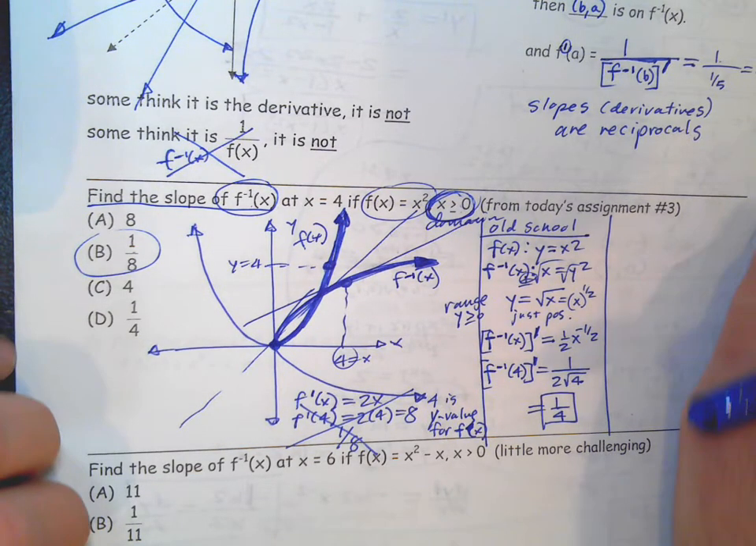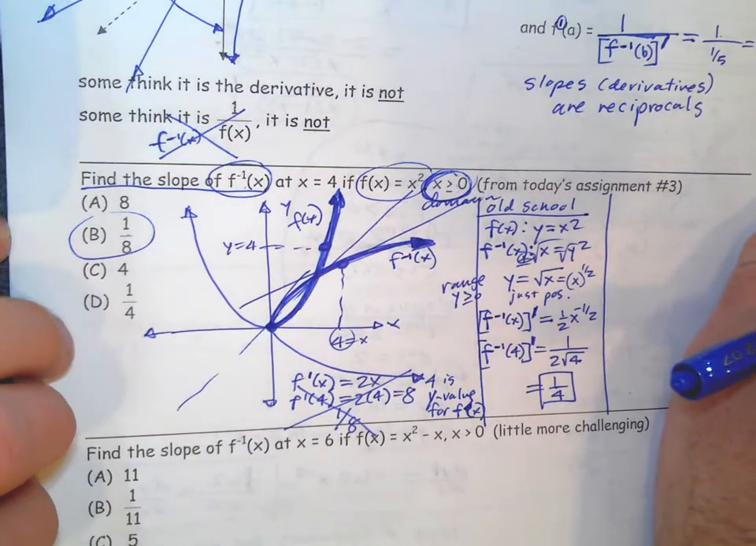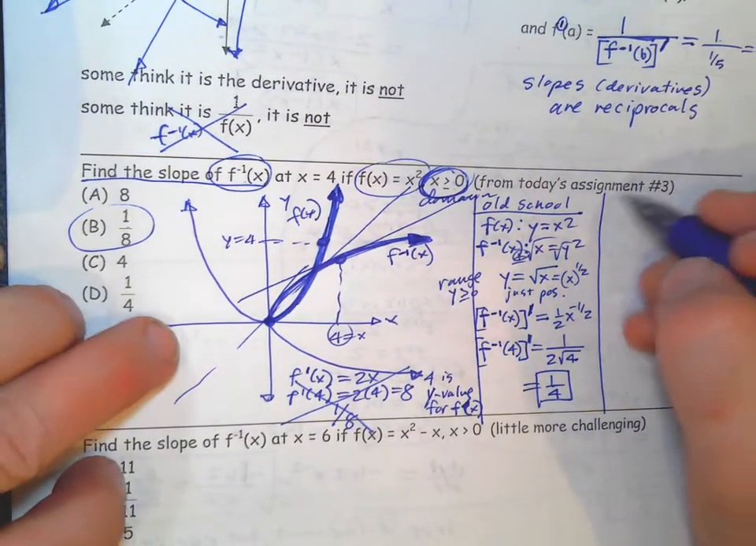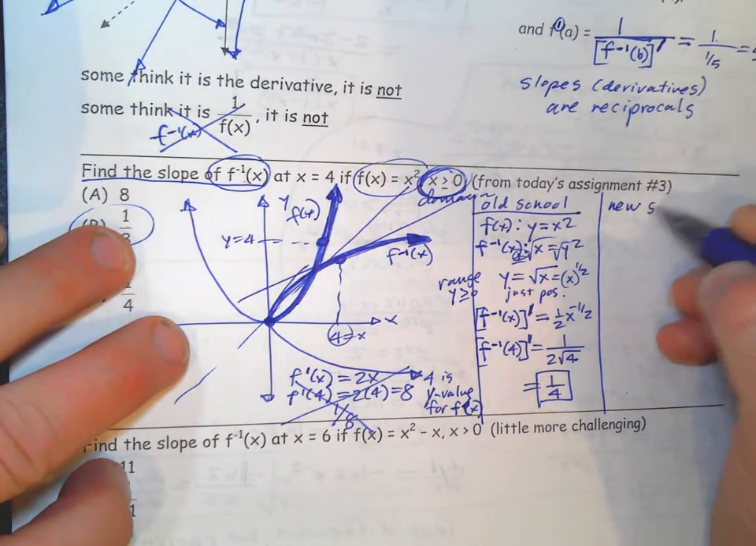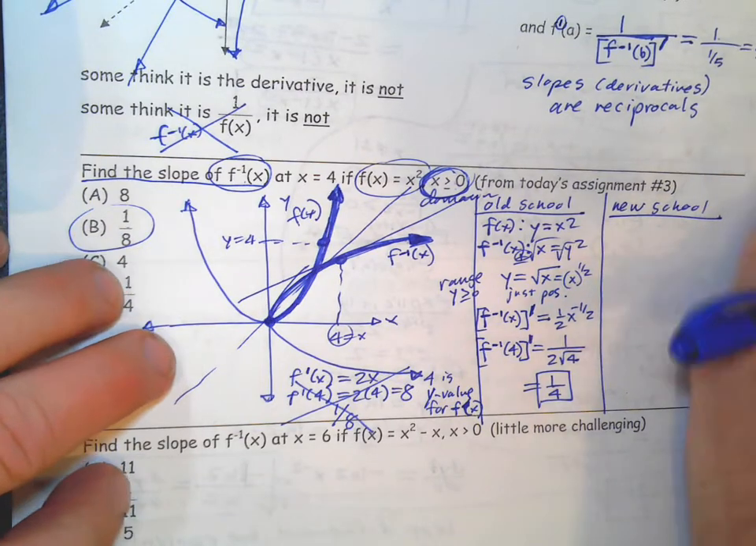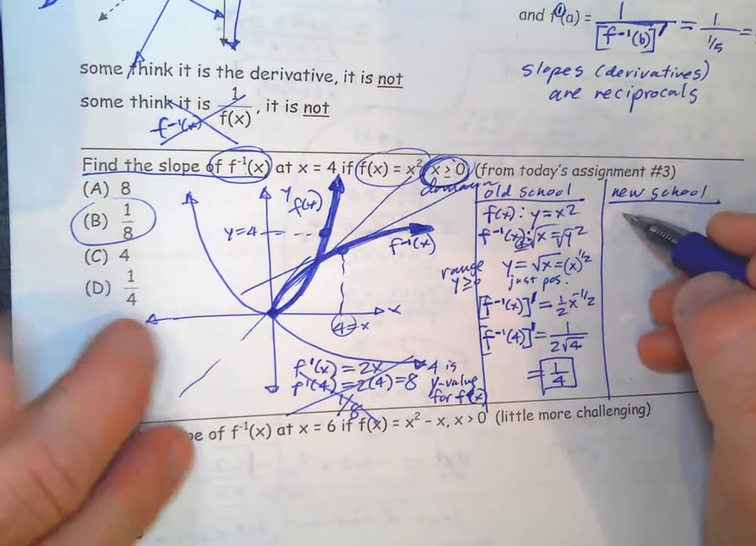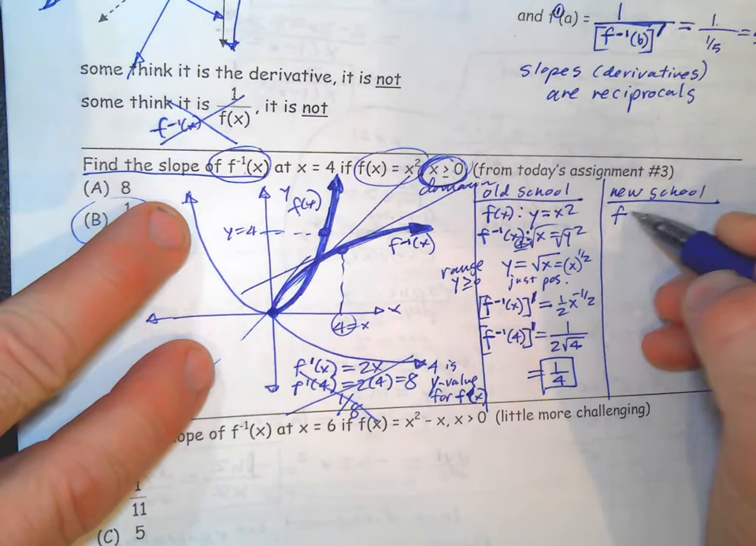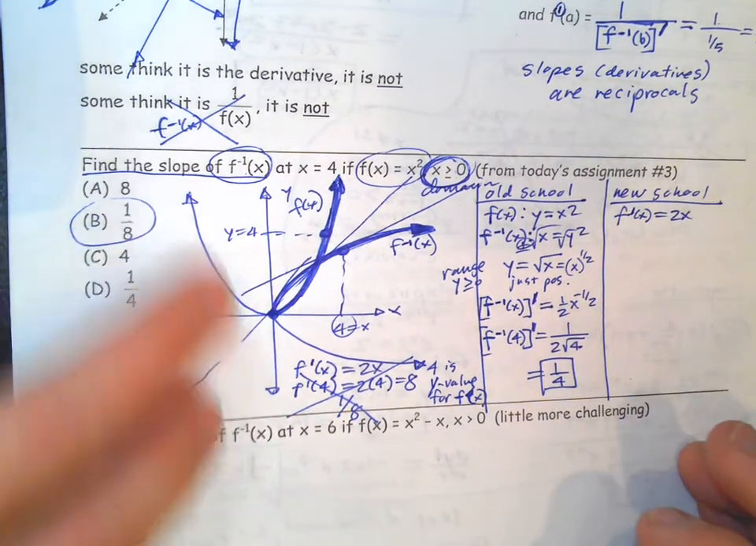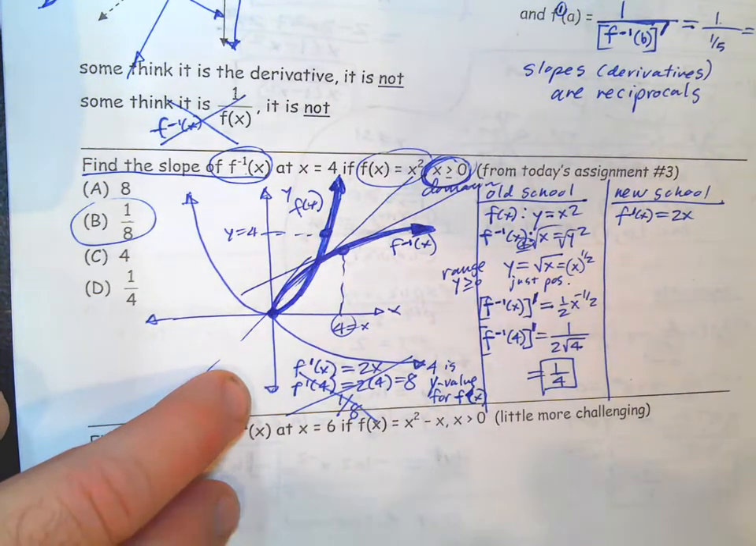The problem with that is it's a lot of extra work. And sometimes it's going to be super hard to get the inverse function, or impossible. So you're going to want to use the new school approach as much as you can, okay? So the new school approach says, you know what? Let's just find the derivative of the original function, plug the number in there, flip it, be done, okay?